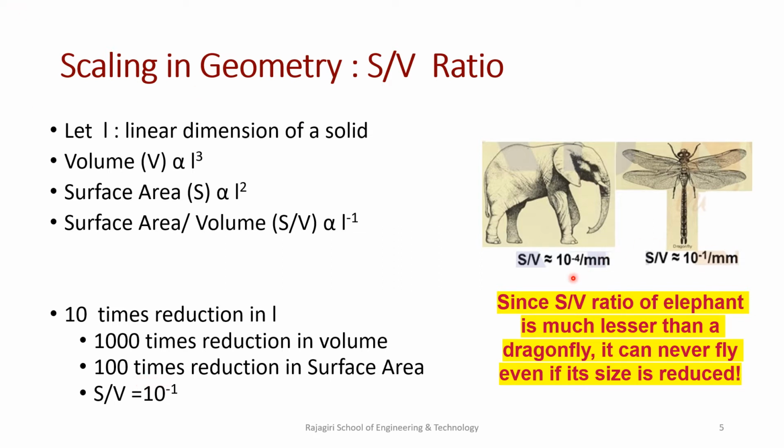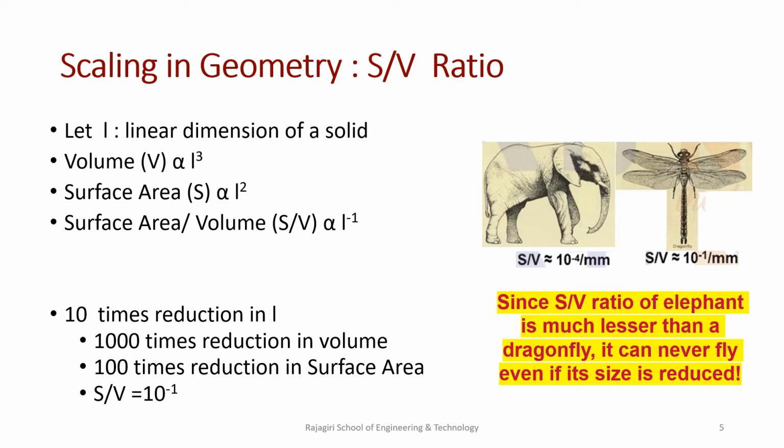This figure shows an interesting contrast of two living objects, an elephant and a dragonfly. The elephant has an S by V ratio of 10 raised to minus 4 per millimeter, whereas the dragonfly has an S by V ratio of 10 raised to minus 1 per millimeter.